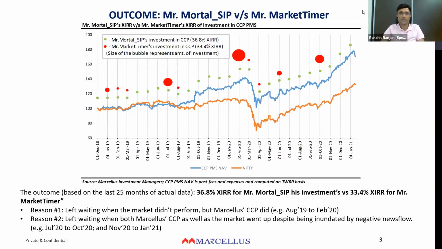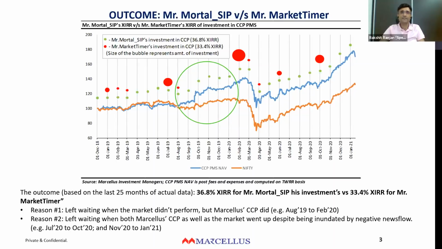So let me try to annotate here. It's broadly because of 2 reasons. I can draw some shapes, right? So reason number one is Mr. Market Timer is left waiting when the market doesn't perform. So if you look at August 19 to Feb 20, right, which is this lull period, this lull period when Market Timer has not put in his investment, right.